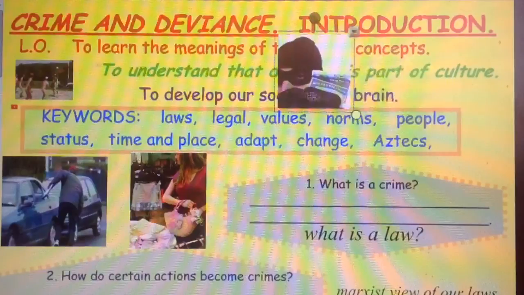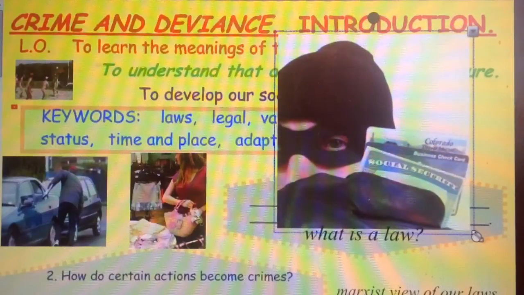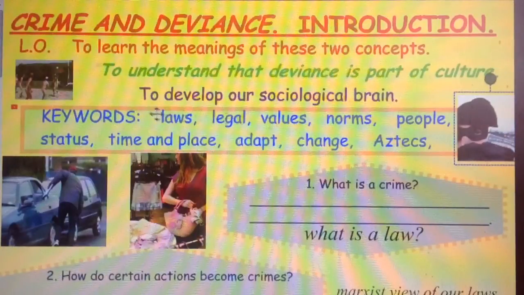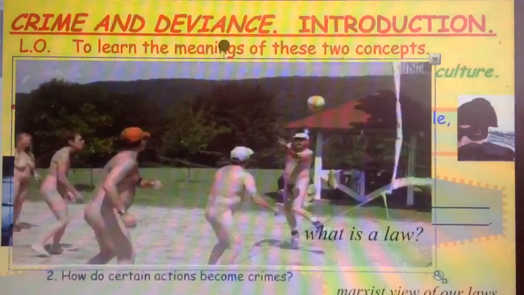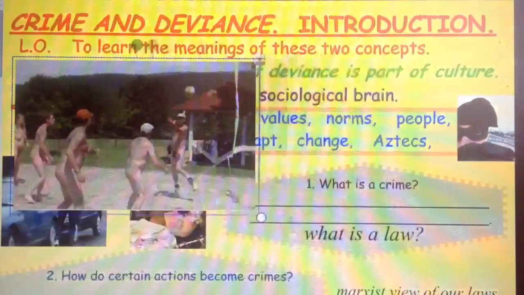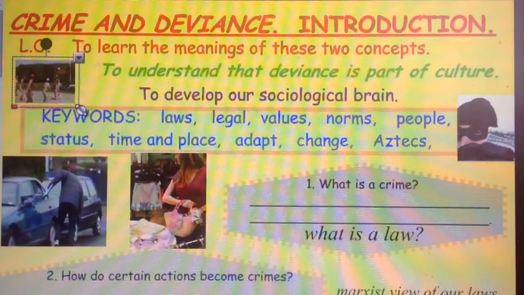This guy is dressed as a pantomime thief, he's stolen some money, some cards. But what are these people doing? Is it a crime? Or does it depend? We'll get back to that in a minute. So a crime is when you break the law.